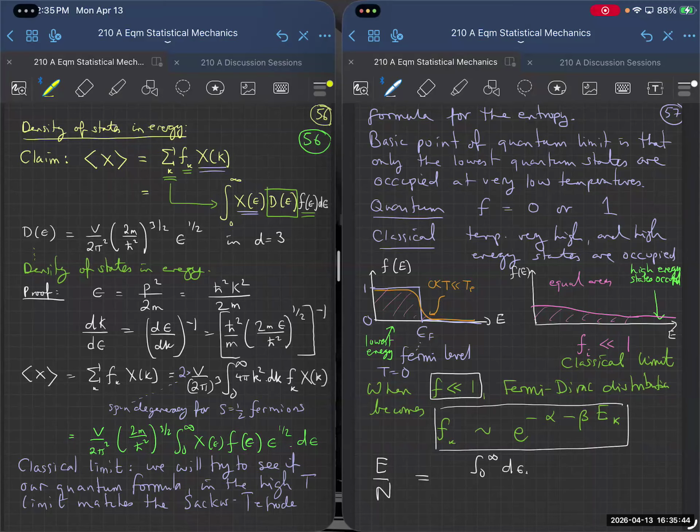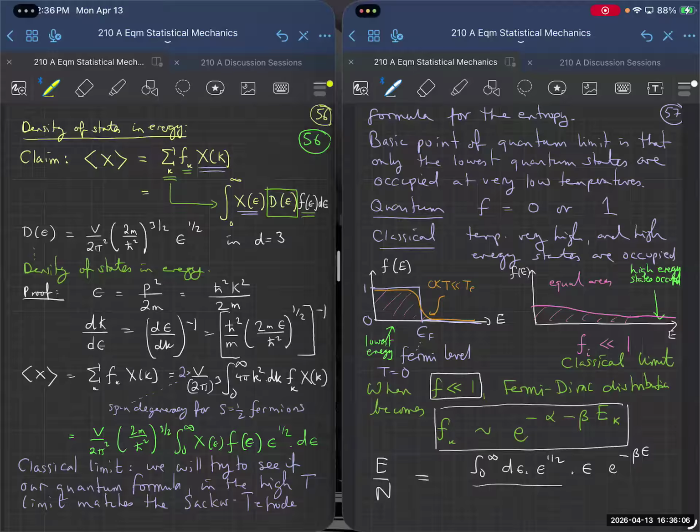D epsilon times epsilon to the 1/2, and epsilon to the 1/2 comes from the density of states in energy. Then I have the energy itself, so that's my epsilon. And then I have my factor of f_k, e to the minus beta epsilon.